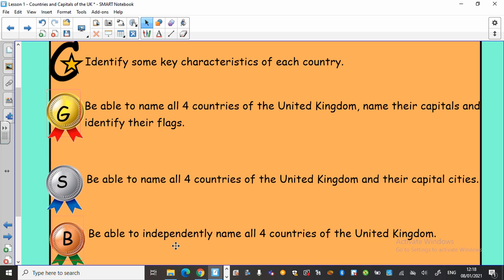So to get bronze today, you will need to be able to independently, remember that word there means by yourself, independently name all 4 countries of the United Kingdom. So that's to get bronze. If you want to get silver, you're going to have to be able to do that, name all 4 countries and each country's capital city.